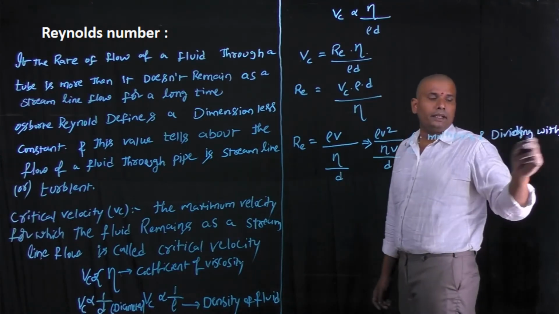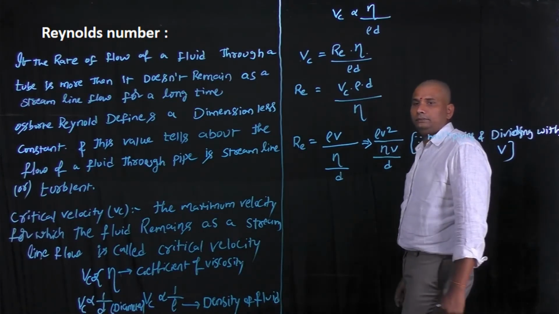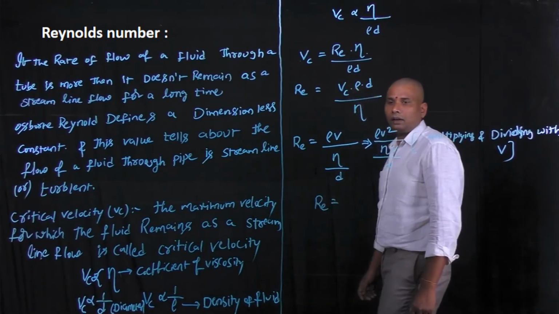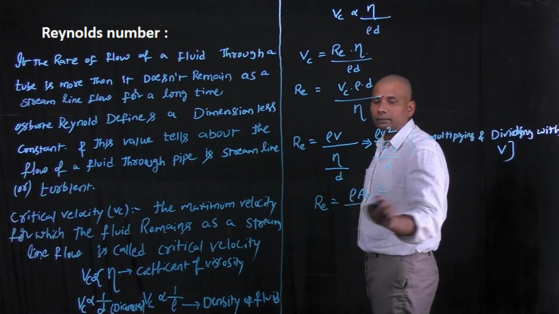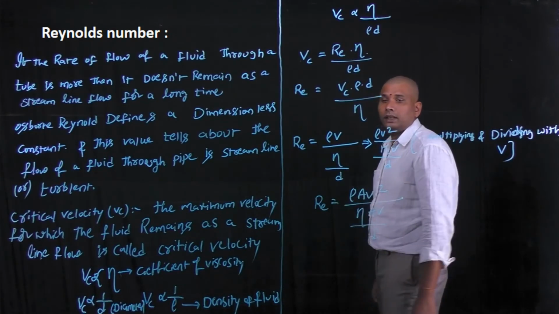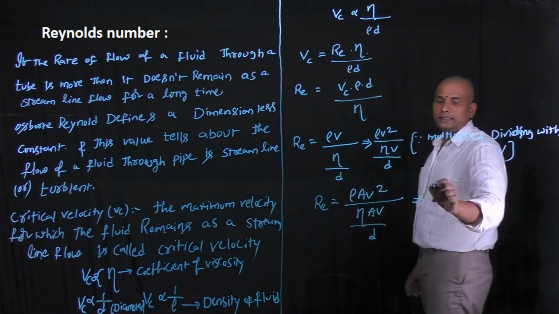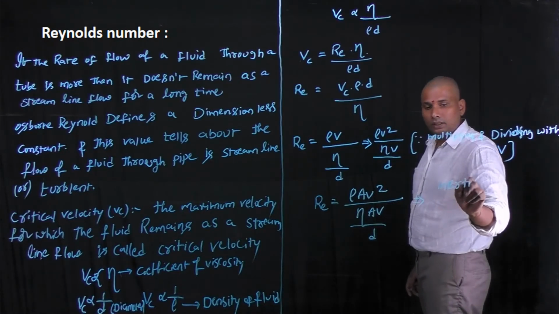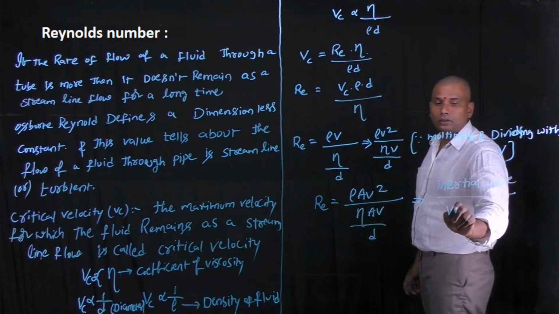Here we are multiplying and dividing with velocity, then we get this. And again, if the above equation is multiplied and divided by the area of cross section of the tube, then the Reynolds number is written as rho a v square by eta a v by d. This Reynolds number is simply the ratio of inertial force by viscous force.